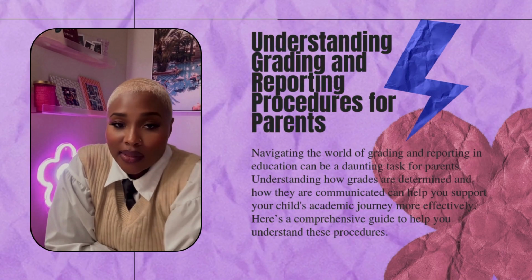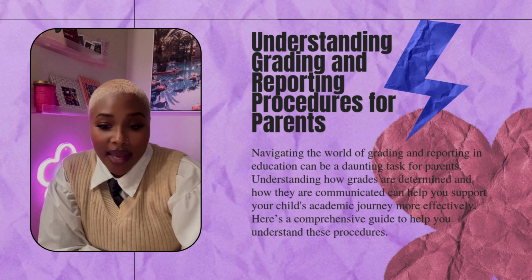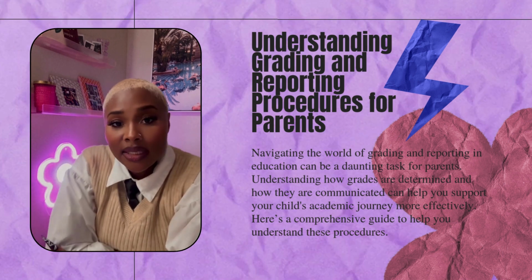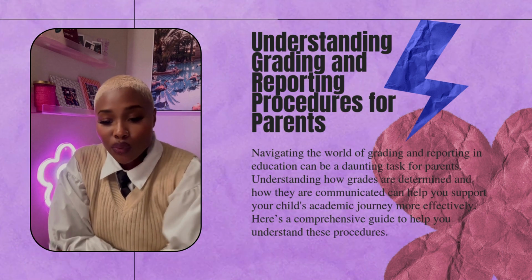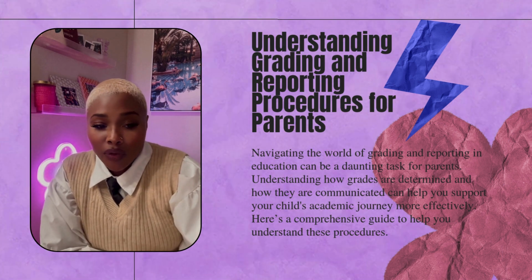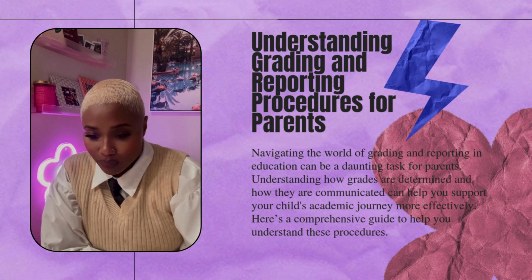Today's topic is on grading and reporting. So the AP procedure that I'm referencing is called 5121, Grading and Reporting for Elementary Schools, Early Childhood through Grade 5. This can be found on the Prince George's County website.